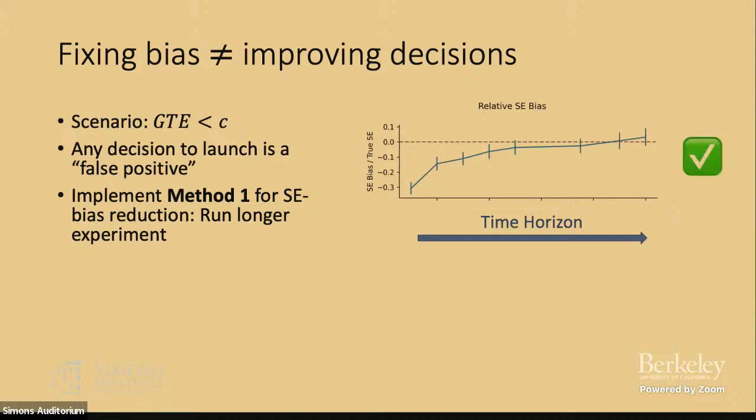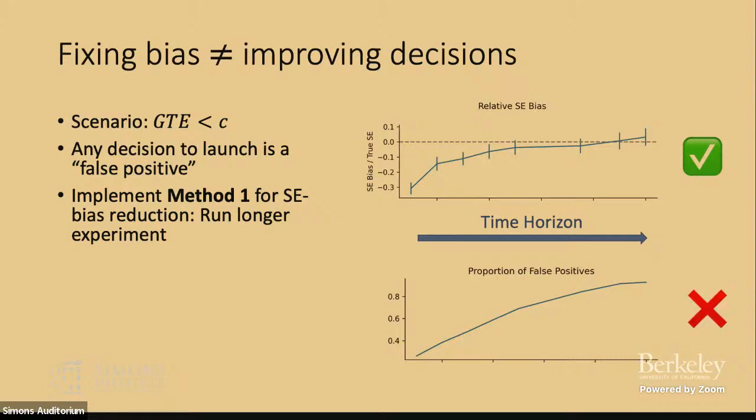That's what we wanted. However, consider a scenario where the treatment effect is actually less than the cost. Here, anytime you decide to launch, that's a false positive. And in this scenario, if you look at the proportion of false positive launches, this is actually increasing in the time horizon, which is bad. So now it's like the longer experiments that we run, the worse decisions we're making, which you certainly don't want.